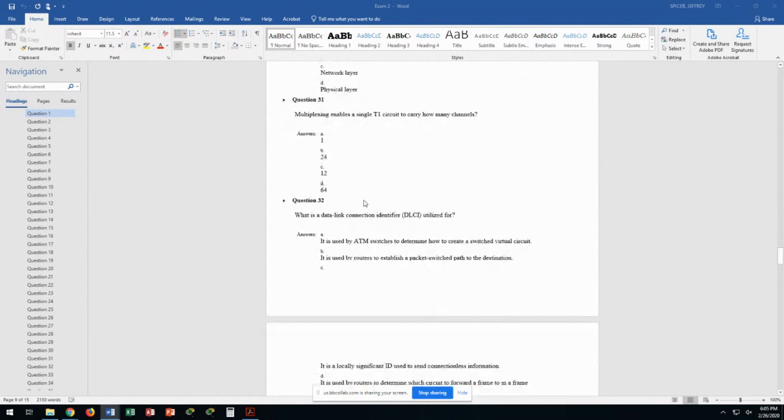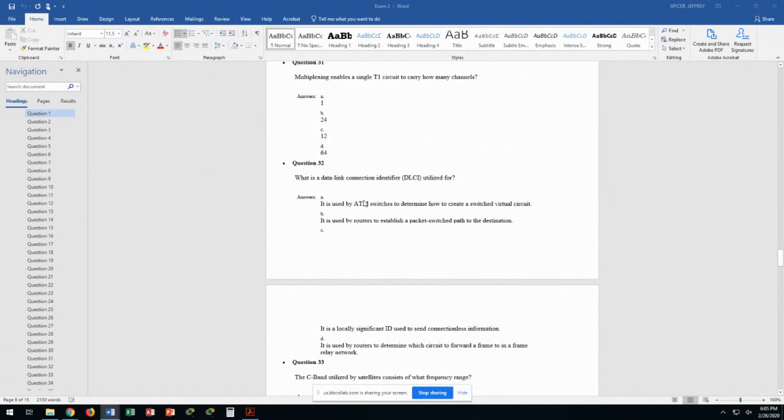All right, so 31. How many channels does a T1 have? 24. So B, right? It allows it to carry 24 channels.